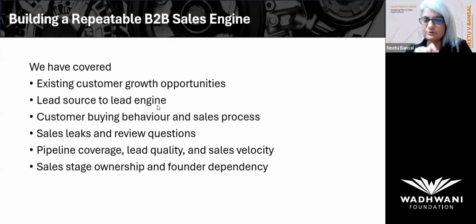Measure pipeline coverage, lead quality, sales velocity, or if sales velocity is not applicable for you, if it's too complex, where the deals are getting stuck and why. And the last one, dependency on you and who is owning the accounts or the sales stages. This is the beginning of your sales engine. And believe me, if you do these 5-6 things, you will see such a drastic improvement in the conversions.